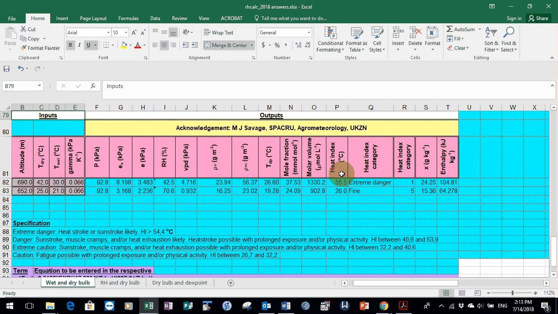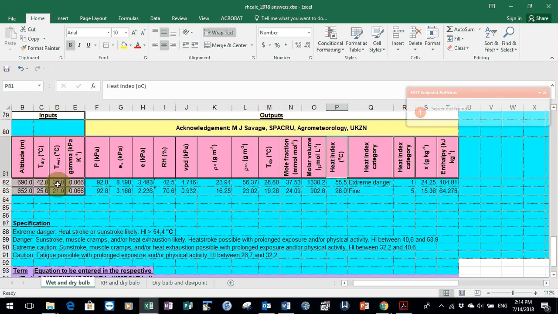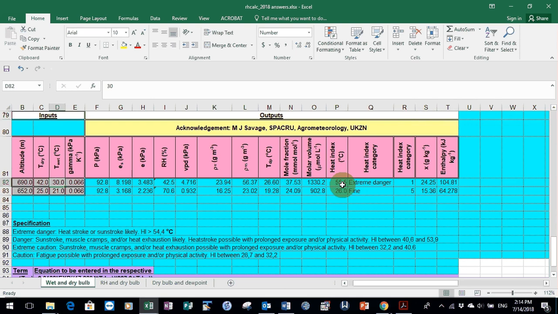The heat index is interesting. It's an index applied to adverse weather and its effects on humans. There are different categories of heat index. It kicks in at a temperature of 26.7 degrees Celsius and relative humidity of at least 40%. And you can see in this particular case, for a dry of 42 and a wet of 30, it's extreme danger, category 1. Heat stroke or sunstroke is likely. And it calculates a heat index then of 55.5 degrees from a dry bulb of 42 because of the effect of humidity, 42.5%.